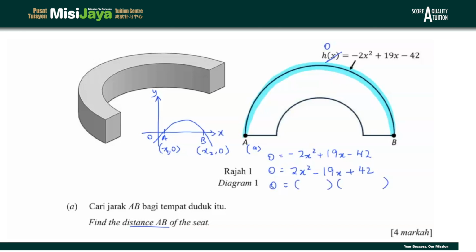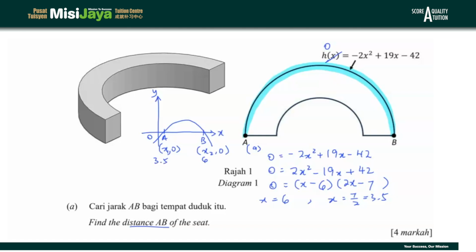So this will be x and 2x. Okay, x times 2x, you get 2x squared, and then 42 will be 6 and 7, and both negative. Okay, both negative. So when the first bracket equals 0, x is 6. And then when the second bracket equals 0, x will be 7 over 2, or we can also write it as 3.5. So this x1 is 3.5 and x2 is 6.